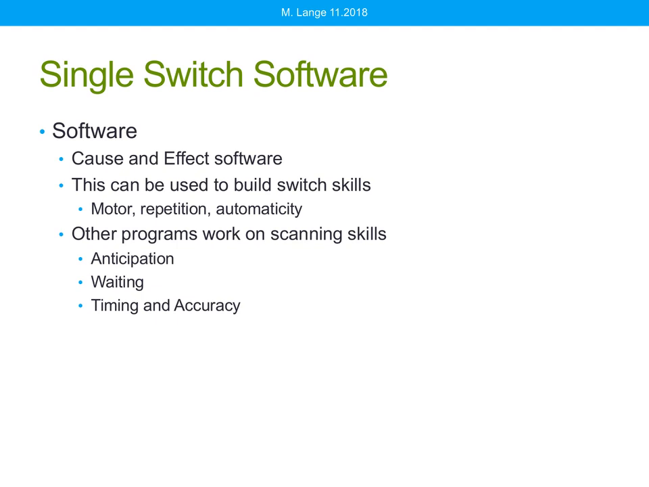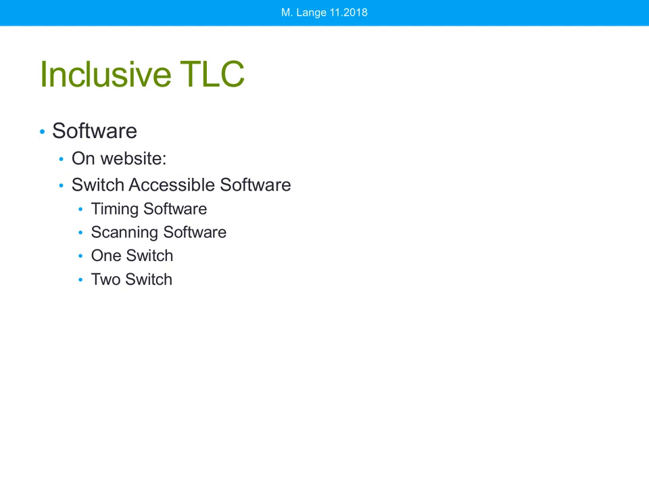Our clients, when they're using a switch, need to develop automaticity where they're thinking about what their selection is, what their target is, not where the switch is. There are other software programs outside and beyond cause and effect that then work on anticipation, waiting, and timing and accuracy. So let's take a look at some of the options out there.